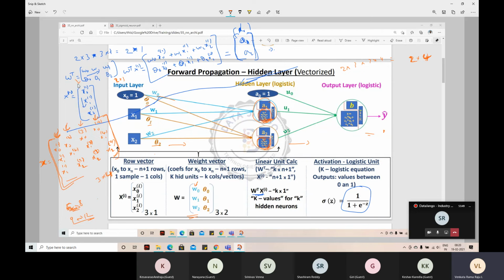When you passed one row, you got 2 activation values. When you pass 4 rows, you should get activation values for the first record, the second record, the third record, and the fourth record. Got it? When you pass this, you get this kind of output, 4 columns will come. Got it?